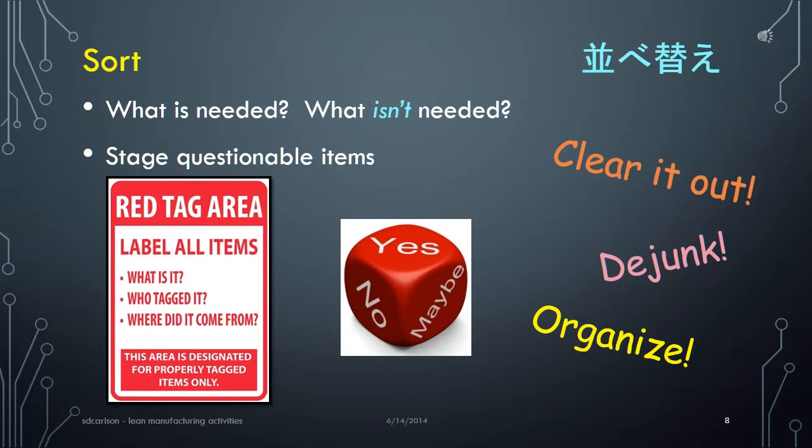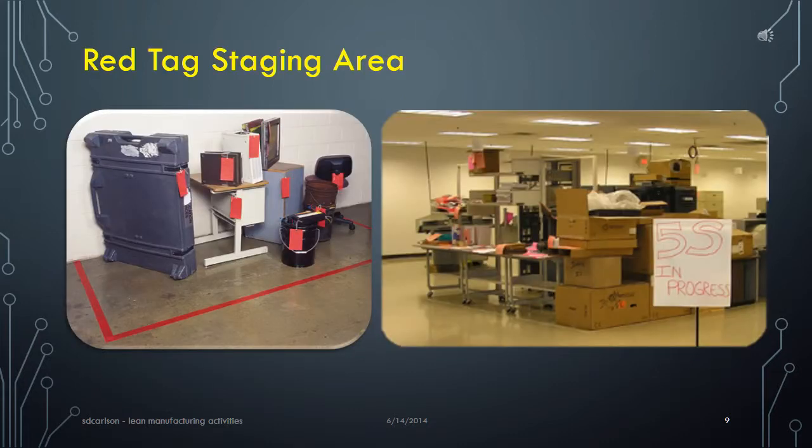If it isn't needed but you don't know what to do with it, move it to a holding area or the red tag area until it can be dispositioned. If 30 days go by and you don't ever need that item, it's pretty safe to say that it could be given to another group or discarded. These pictures are a couple of examples of what red tag areas look like. Notice how the items have the tags very easily seen in an area that is clearly marked off.